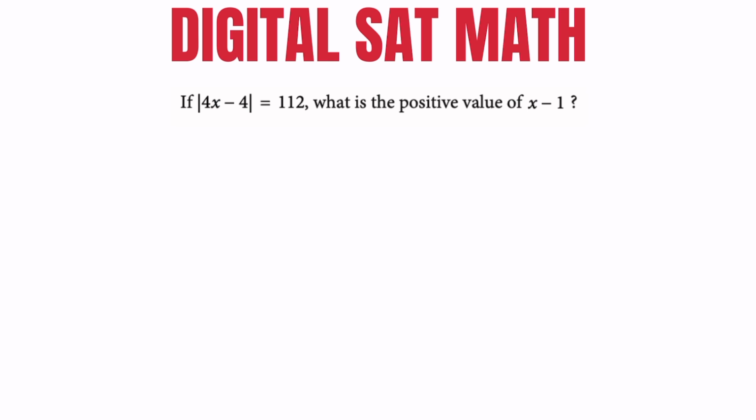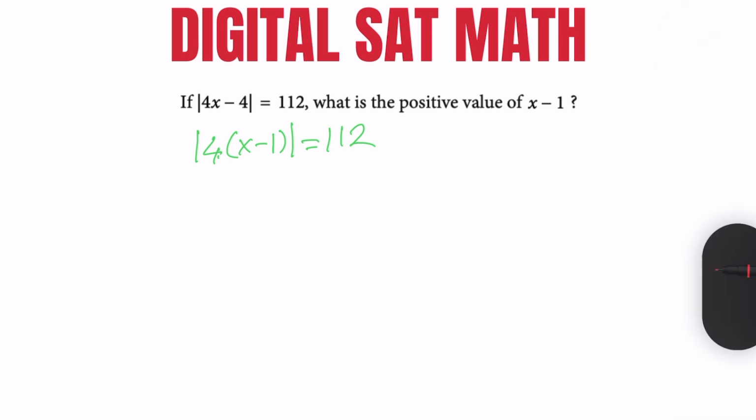So you know that from the rules of absolute value, you should know that you can factor this. Let me factor out the 4, because 4 is common in 4x and minus 4, right? So we'll just factor this out, and this will be 112.